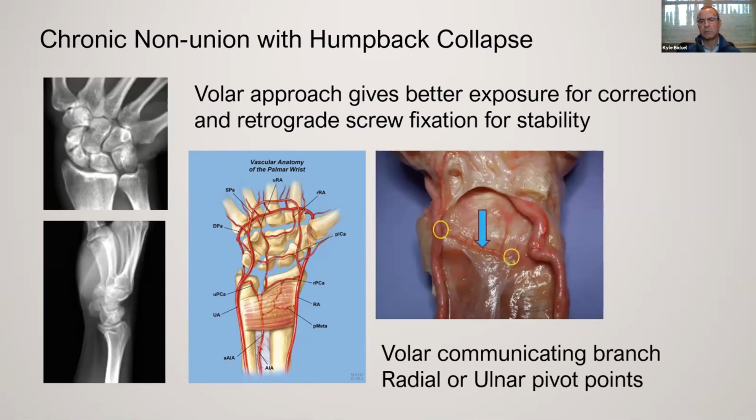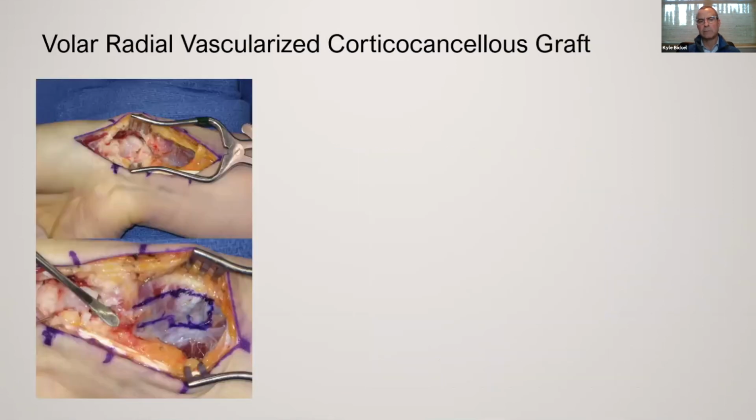And it shows you that you can pivot from either side based on that artery, depending on where you want to harvest your graft. So here we see that case. You can see the chronic non-union. You can clearly appreciate the collapse in the scaphoid. This is flexed, it's offset.